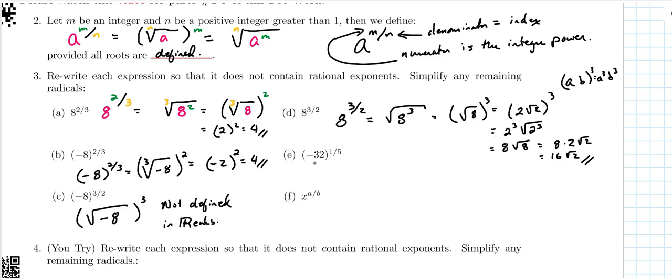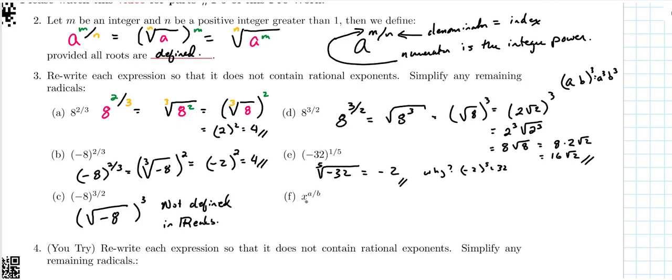Okay, the next thing we have is the fifth root of negative 32, or let's say it another way, negative 32 to the 1/5 power. So if I rewrote that, that's negative 32, take the 5th root of that. The 5th root of negative 32 is negative 2. Why? Because if I took negative 2 to the 5th power, we'd end up with negative 32. So there's my answer to that problem.